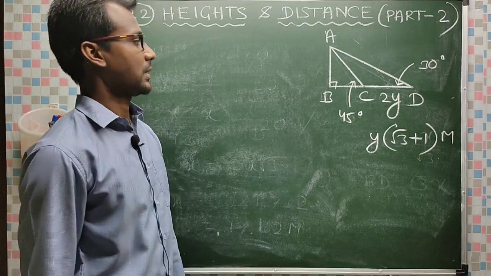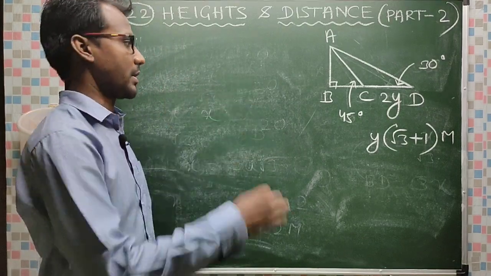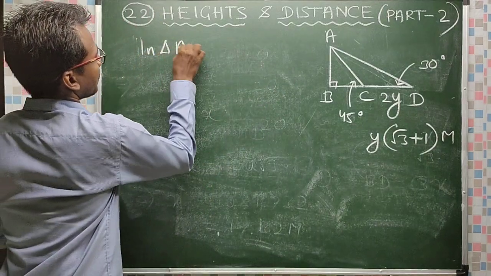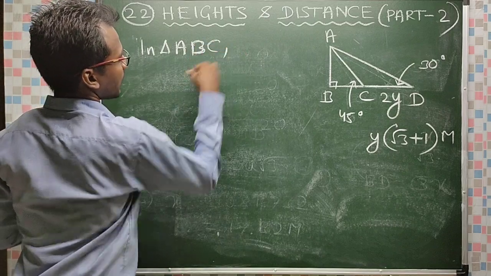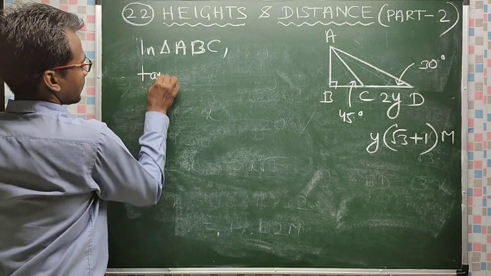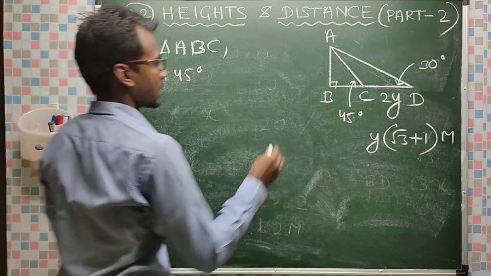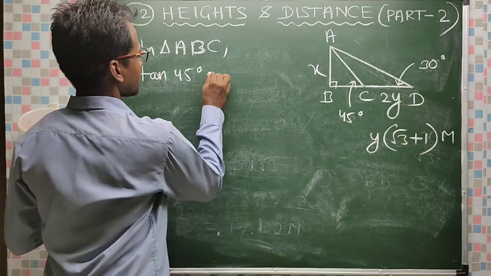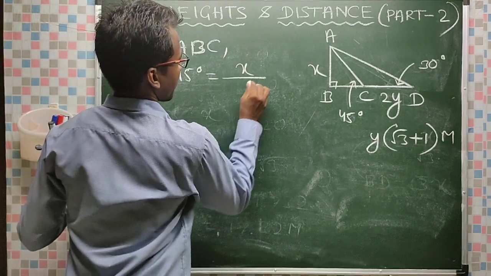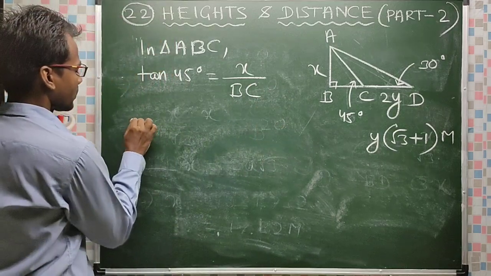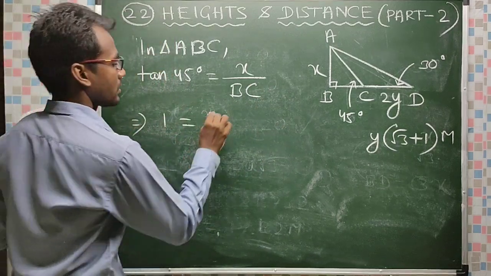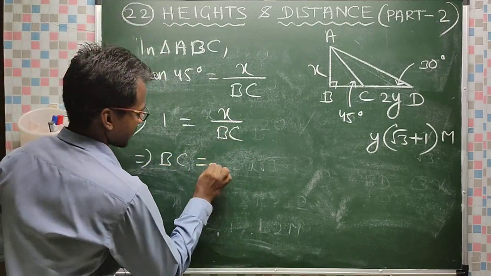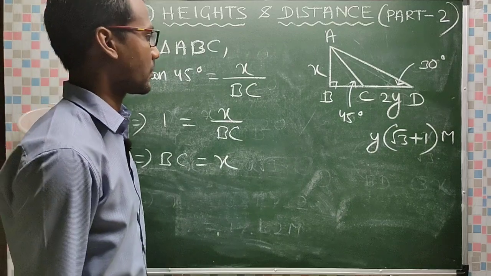Let us prove this. The same type as the previous question. Again, two right triangles. In triangle ABC, tan 45 degree, let us take this as x. Our target is x. Tan 45 degree is equal to x by BC, perpendicular by base. Tan 45 is 1, so 1 equals x by BC, or BC is equal to x.